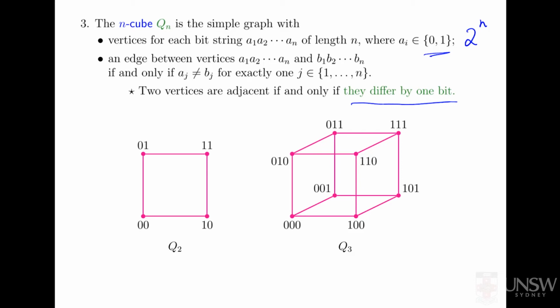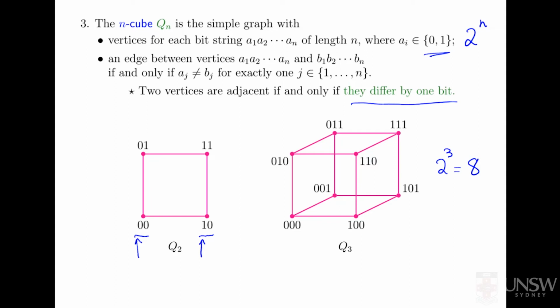So Q2 is shown here. Here are the 4 bit strings of length 2, and you can check that every edge corresponds to 2 sequences which differ in just 1 bit. For example, these 2 vertices down here, these sequences differ only in the first bit, and so they're joined by an edge. And next we have Q3, which has 2 cubed, which is 8 vertices. You can see the 8 bit strings of length 3 there, and you can check that all the edges that should be present are present. And each edge corresponds to differing in exactly 1 bit.